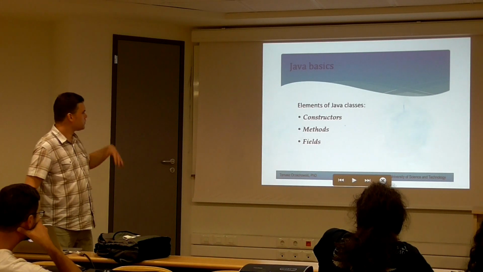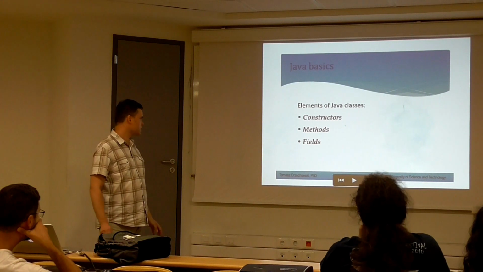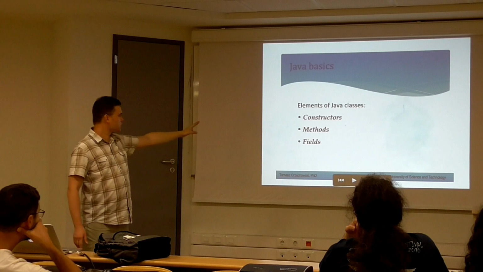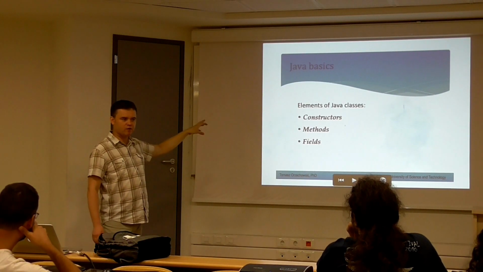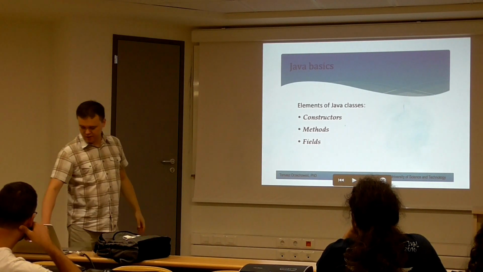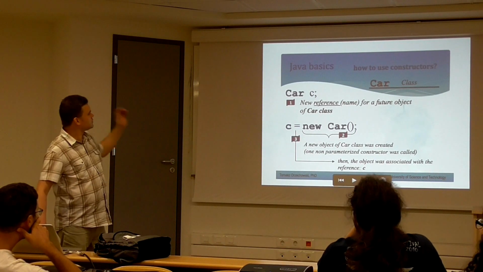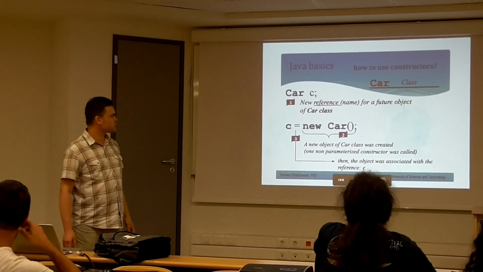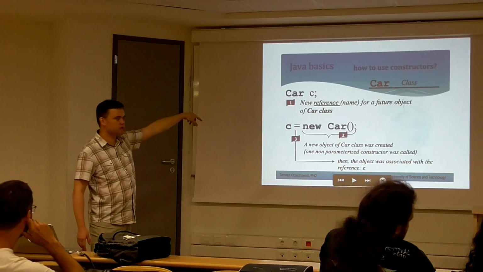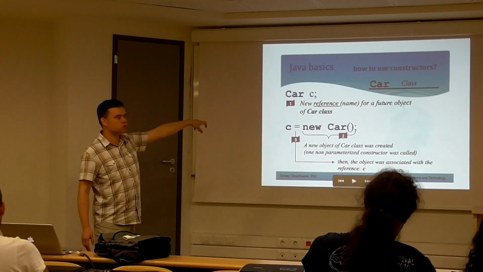Now when we want to see the structure of a class, we will see in classes constructors, methods, and fields. A constructor is also a kind of method that will start at the beginning when the object is created. The most important thing, if you are not familiar with Java, is the car city, which means the reference name for a future object.